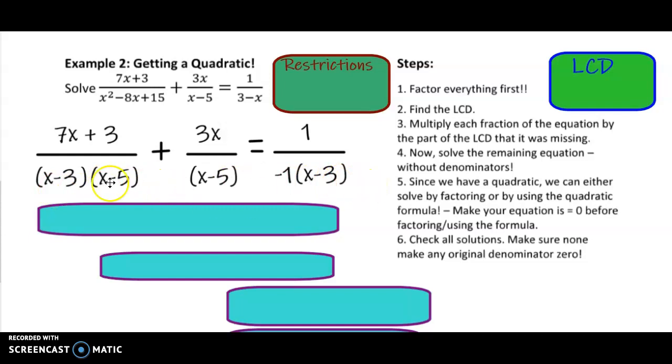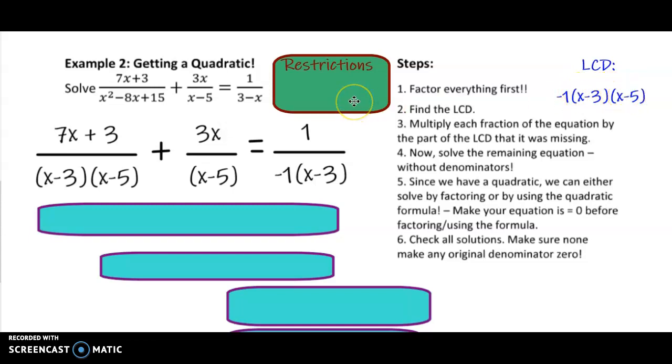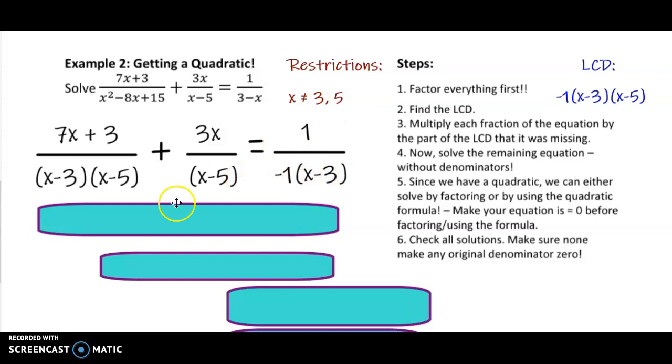Looking at that, I have an x minus 3 and an x minus 5 and a negative 1. So my least common denominator is negative 1 times x minus 3 times x minus 5. My restrictions then would be 3 and 5 because that's what would make the denominator 0. So x could not be 3 or 5.